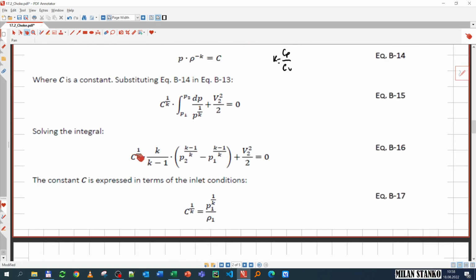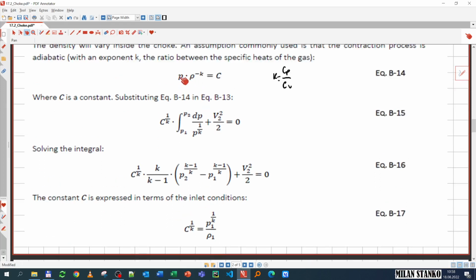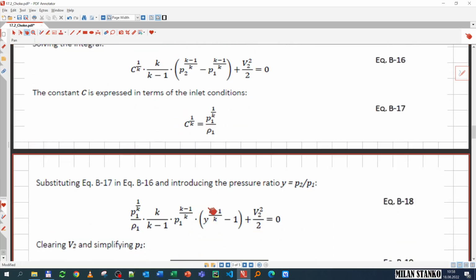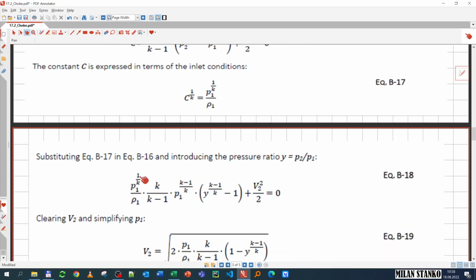And then to get rid of the C, I apply the inlet conditions. So C is a constant, but I apply P1 and the density in 1, so then I will be able to find out how much C is. Another thing I made here is that I introduce the pressure ratio, which is the pressure at the throat or at the outlet divided by the pressure at the inlet. And then I end up with this expression now.